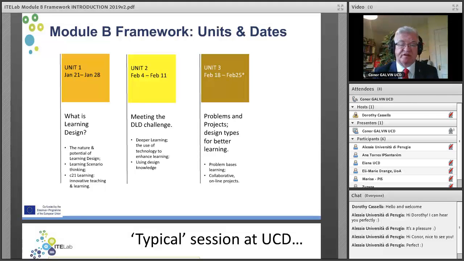We're looking at a specific type of collaborative project, and our hope is that if enough colleagues within the module frame are interested, we might be able to do some activities that involve the student teachers in each of the participant universities working together in some way.